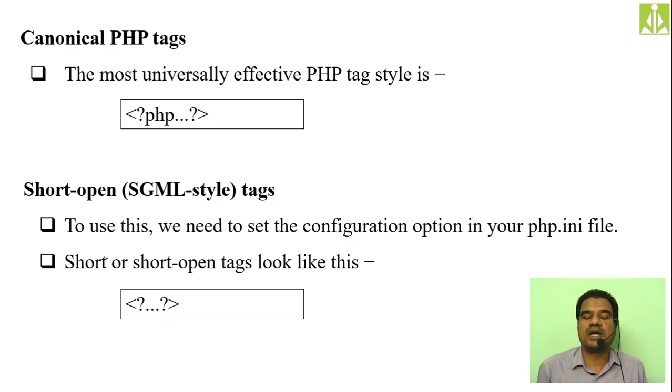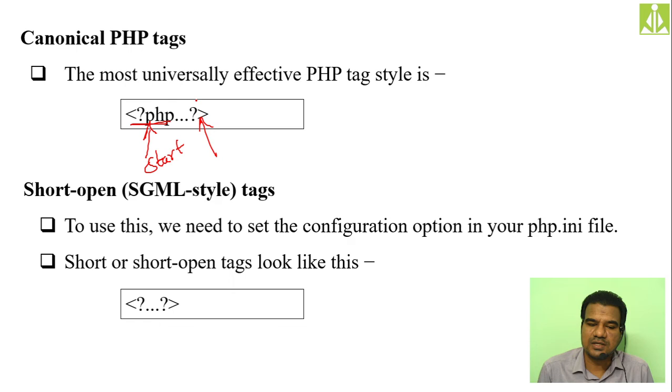So quickly, the first one, the canonical PHP tag, is the most widely used or universally accepted tagging technique of PHP, the escaping technique to PHP. That is what we have used so far. It is less than followed by question mark PHP to start the PHP code, and to end the PHP code we use this token combination, question mark and greater than. This is to stop. Hopefully you understood. So this is universally accepted.